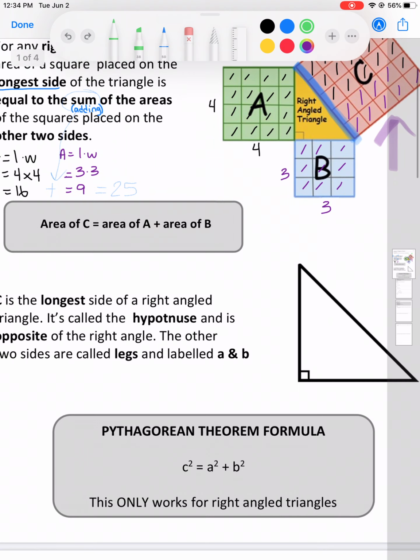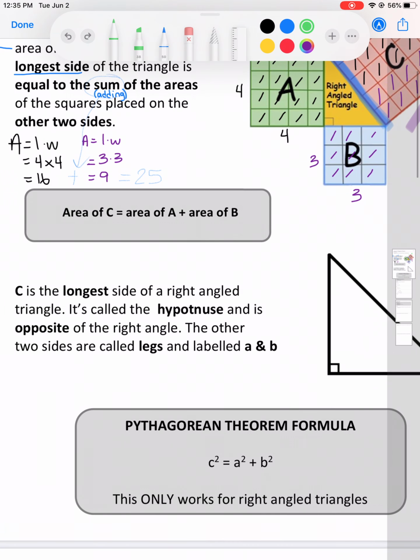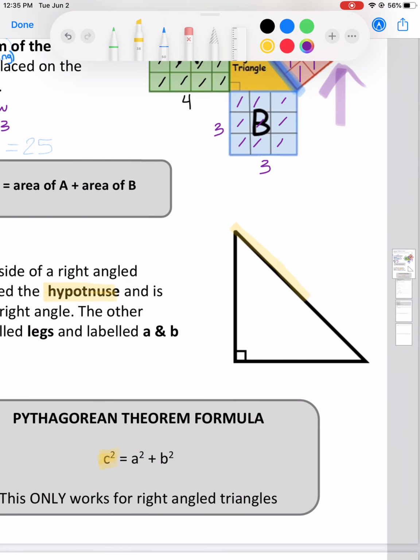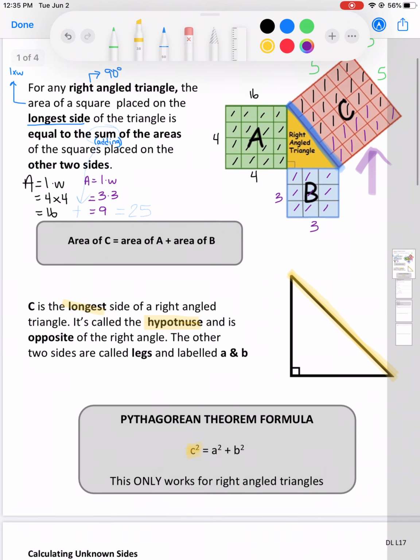Now, I'm going to go over a couple more things. C is the longest side. C is always the longest side of a right-angled triangle, so you can see it right down here. It's called the hypotenuse. Do you remember that? That's this guy right here, the longest side, and that's also what we're talking about up here. It's called the hypotenuse, and it is opposite the right angle.